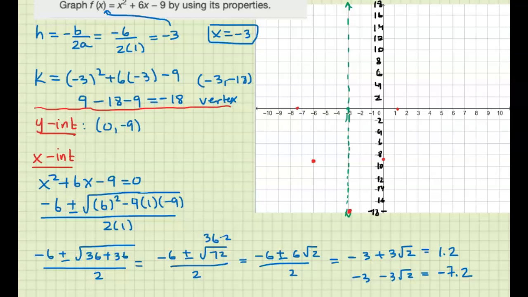I think this is enough points. You can pick more if you want, but I can go through here, and then on the other side, here's my parabola. Okay, that's it.